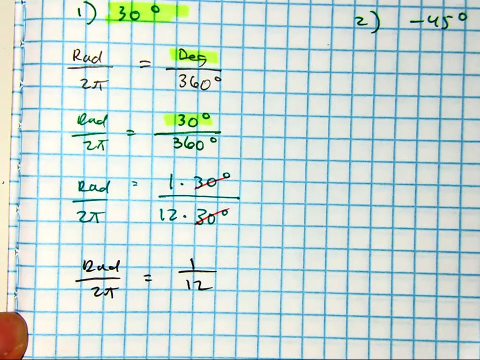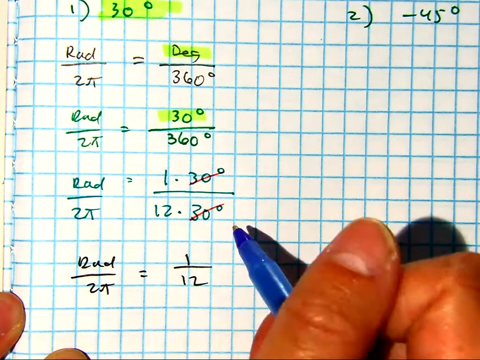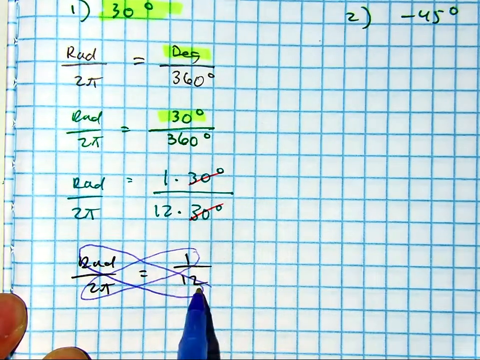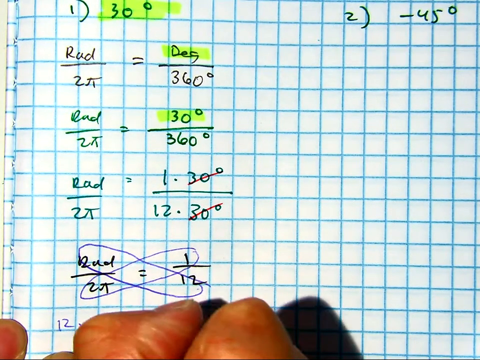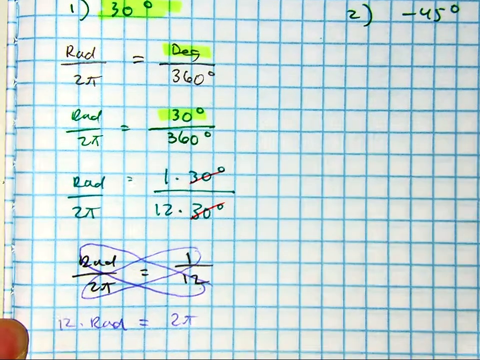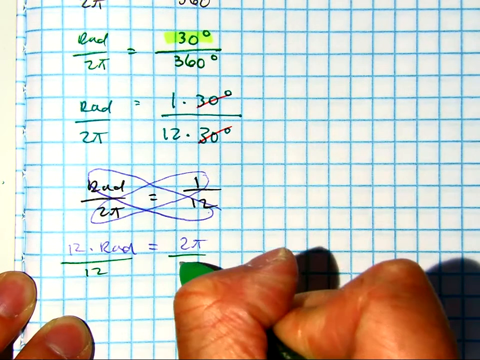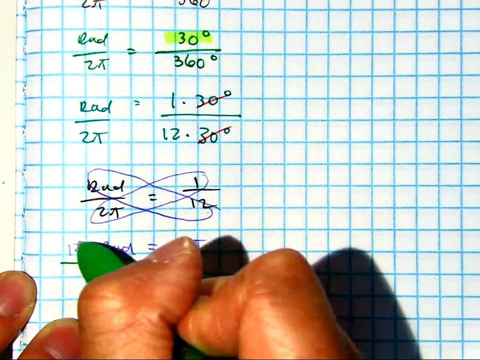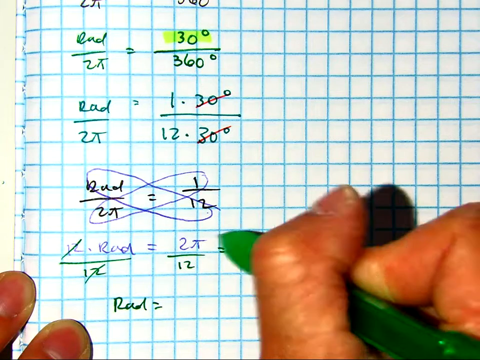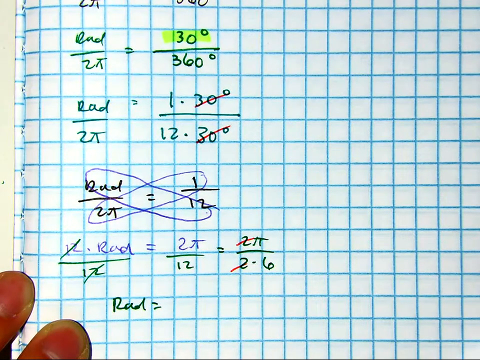I have two ratios set equal to each other. I can solve this proportion problem by cross multiplying. 12 times radians, or 12 times rad, equals 2 pi times 1, or just 2 pi. I want to solve for radians, so I just divide by 12 on both sides. 12 divided by 12 is 1. 2 pi over 2 times 6. So if I cancel those 2's, you're left with pi over 6.